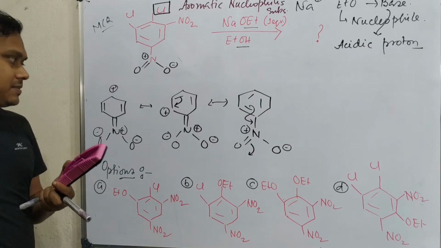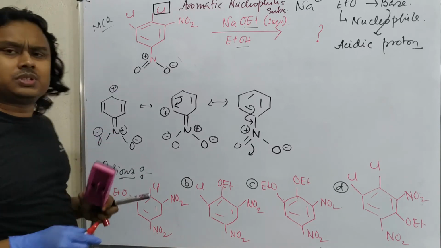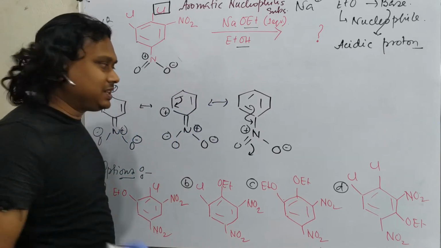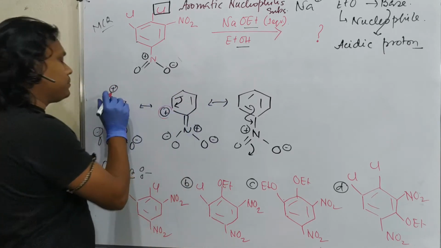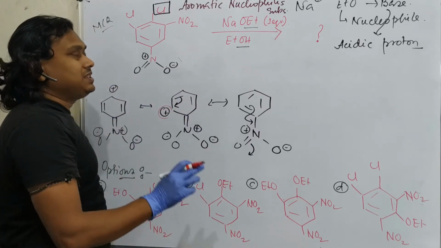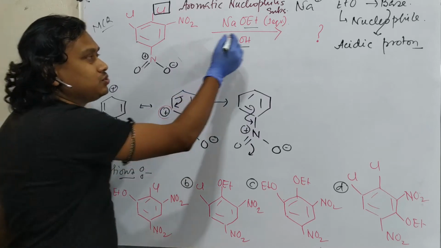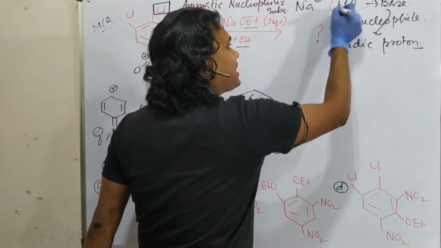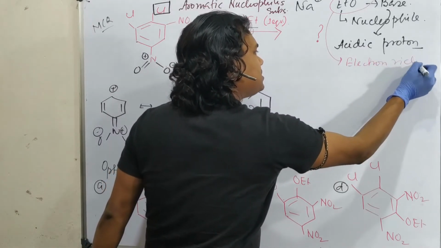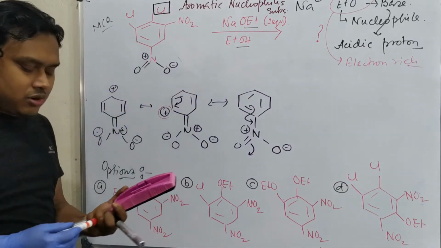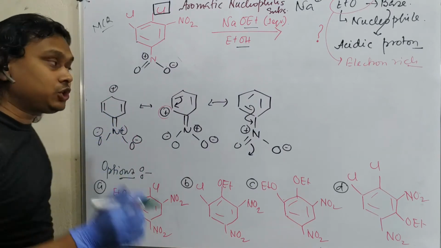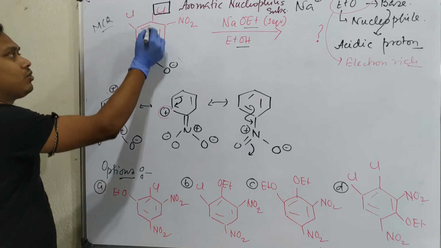So the question is, we have understood this, where will the attack happen? From this canonical form discussion, one thing is clear: the ortho and para positions are electron deficient. Electron deficient means the nucleophile can attack. Why? Because the nucleophile is EtO minus, an electron rich species. Since it is an electron rich species, you can expect that it will prefer to attack the electron deficient positions, that is ortho and para.